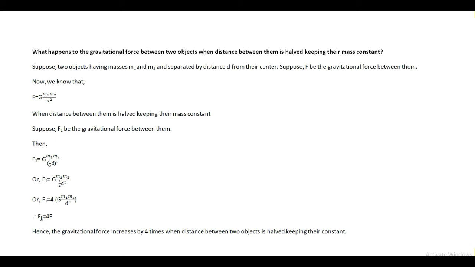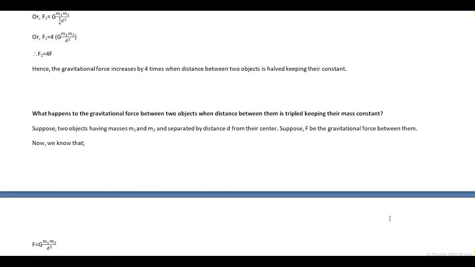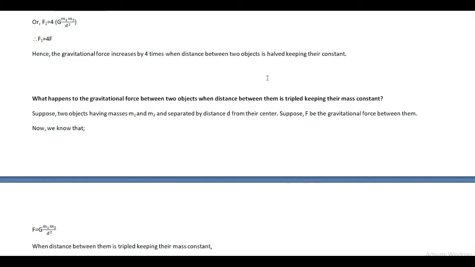So from here it is clear that F1 is the final gravitational force, and the final gravitational force is 4 times the initial gravitational force. So it is clear that the gravitational force is increased by 4 times. Hence the gravitational force is increased by 4 times when the distance between any two objects is halved, keeping their mass constant. So it is obtained here analytically. Now let's see another type of analytical question here again.